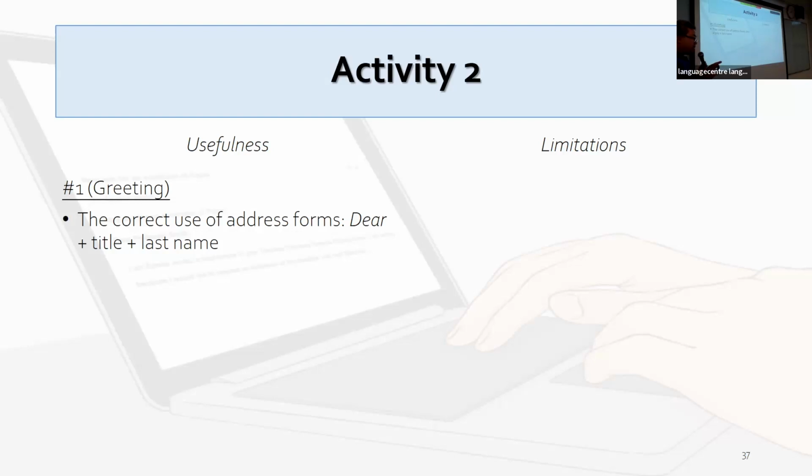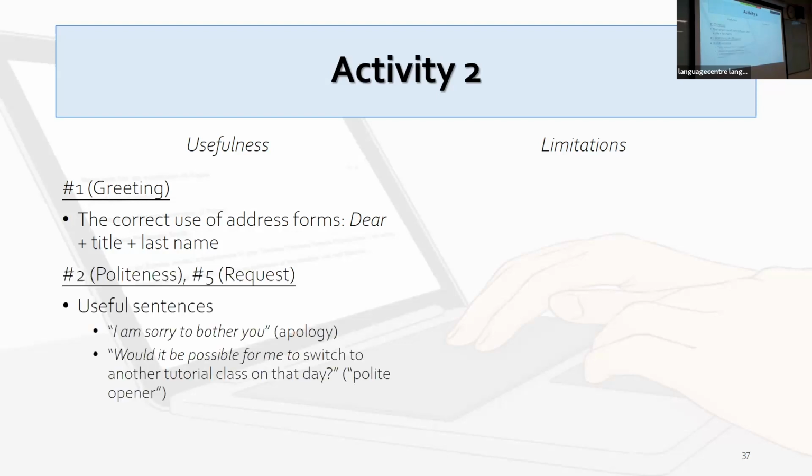The feedback generated from ChatGPT actually reminds us of the importance of address forms, how we begin our emails. The AI-generated feedback also shows some useful sentences, like "I'm sorry to bother you," or "Would it be possible for me to..." These are again examples of polite openness that you can use.